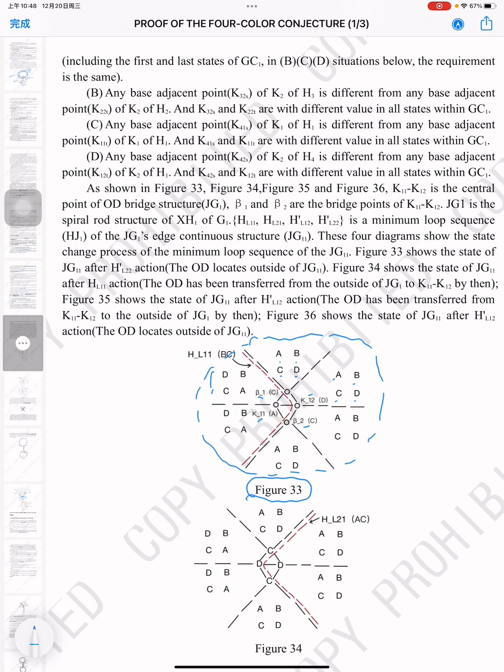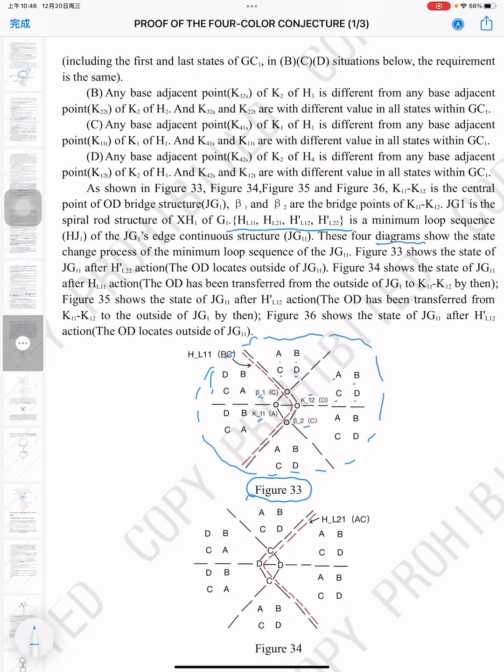As shown in figure 33, figure 34, figure 35, and figure 36, K11-K2 is the central point of OD branch structure, DD1. Beta 1 and beta 2 are the bridge points of K11-K12. DD1 is a spiral rod structure of X1 of G1. This set is a minimum loop sequence HD1 of the DD1's H-continuous structure, DD11. These four diagrams show the state change process of the minimum loop sequence of the DD1.